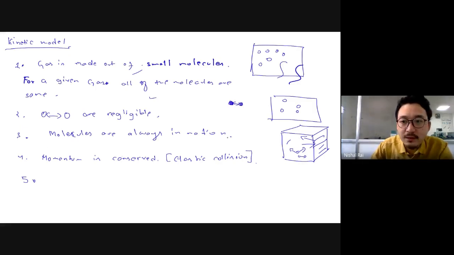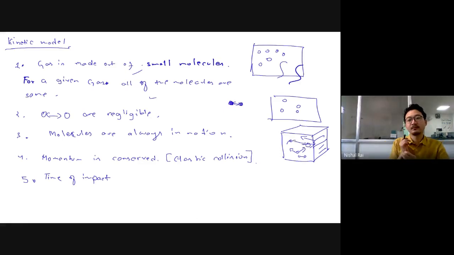Now, the last one is the time of impact. What is the time of impact? The time of impact means whenever they collide, the time taken during the collision. Clear? That is instantaneous, or what? That can be neglected as compared to the time taken for a molecule to travel between two collisions.